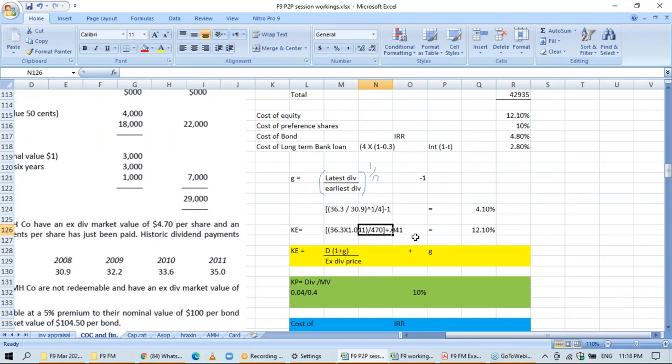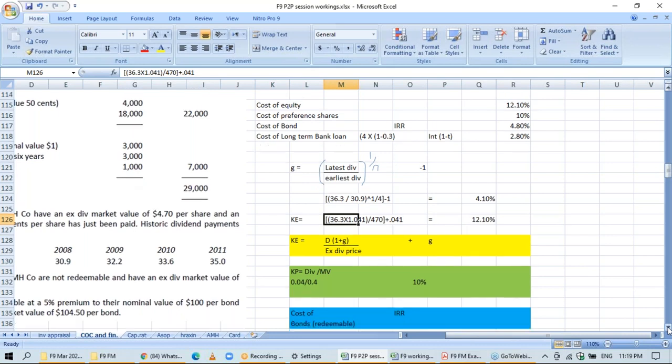Yes, I've taken 470 as the market value of equity because the dividend is also in cents. If the dividend is in cents in the dividend growth model formula, then you will take the market value also in cents, right? The numerator and denominator both should be in cents, or otherwise both should be in dollars. If I had taken the dividend as 0.363, then I would have divided by 4.7 in dollars, right?